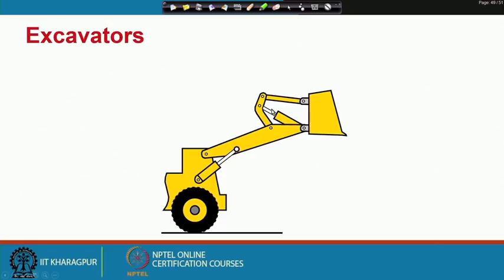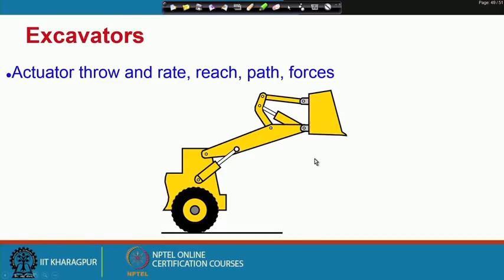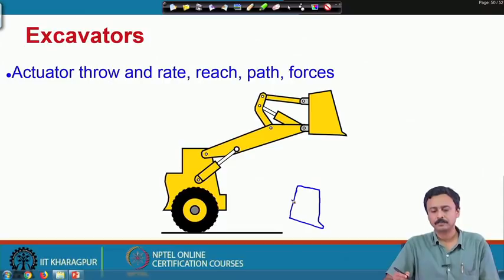You have seen excavators in construction sites. Here I have shown you an excavator. Here are these actuators, which are usually hydraulic. How much should these actuators expand in order to, let us say, bring this bin to this configuration? What should be the throw of the actuator to bring the bin to this configuration?